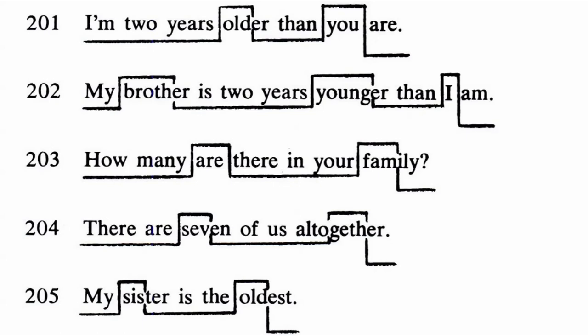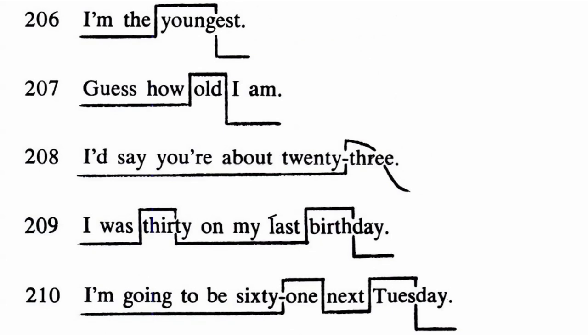How many are there in your family? There are 7 of us all together. My sister is the oldest. I'm the youngest. Guess how old I am? I'd say you're about 23. I was 30 on my last birthday. I'm going to be 61 next Tuesday.